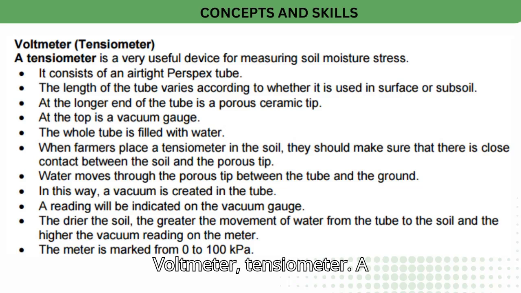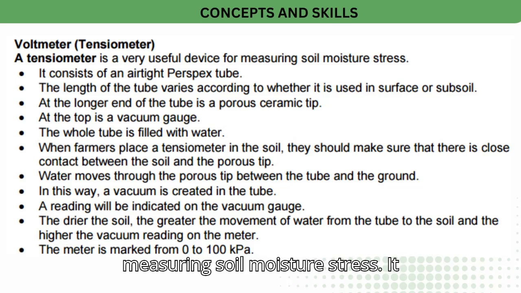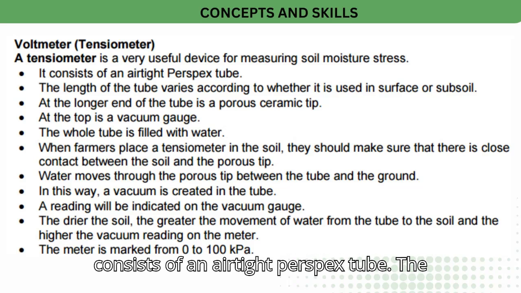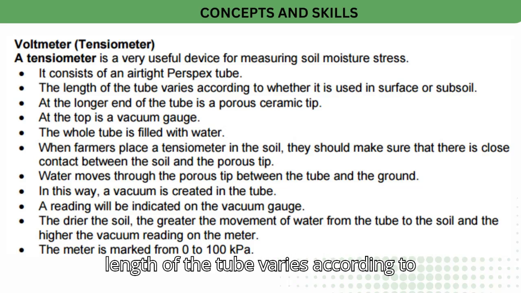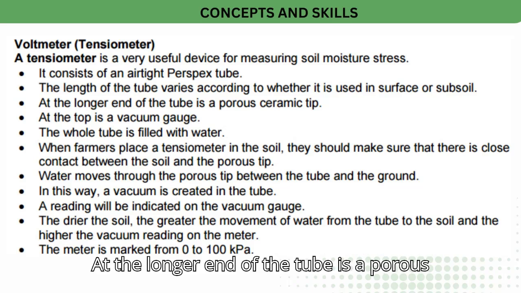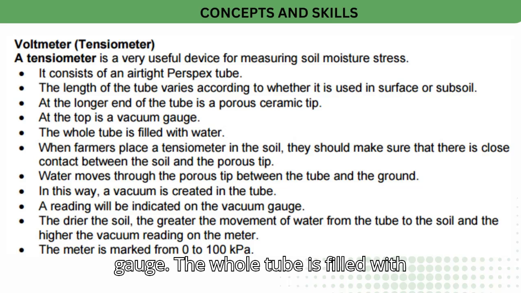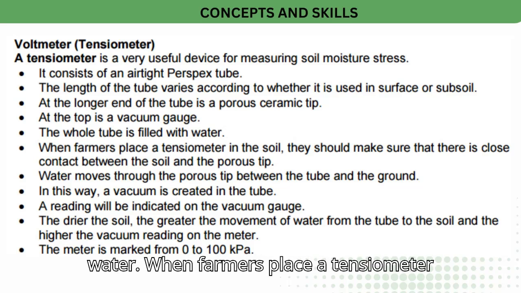Tensiometer. A tensiometer is a very useful device for measuring soil moisture stress. It consists of an airtight perspex tube. The length of the tube varies according to whether it is used in surface or subsoil. At the longer end of the tube is a porous ceramic tip. At the top is a vacuum gauge. The whole tube is filled with water.